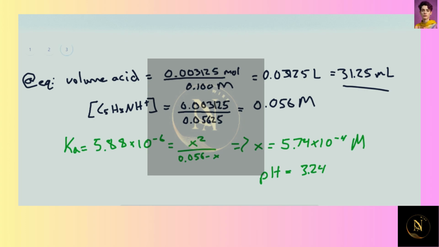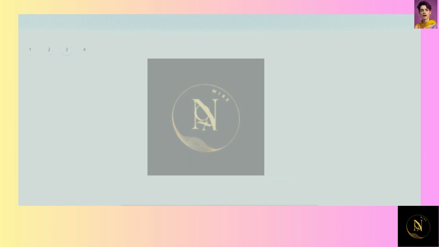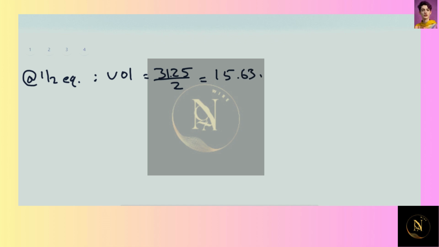So that's for the equivalence point. Now at half the equivalence point, to calculate the volume of half the equivalence point, all we need to do is divide the volume of the equivalence by 2, which is 31.25 divided by 2, giving us 15.63 milliliters.